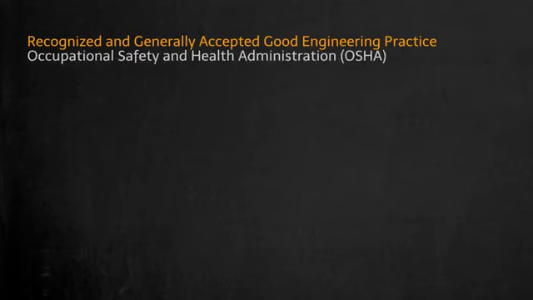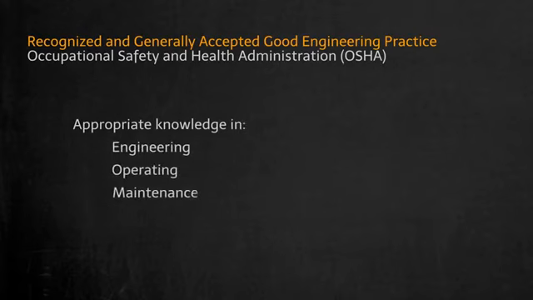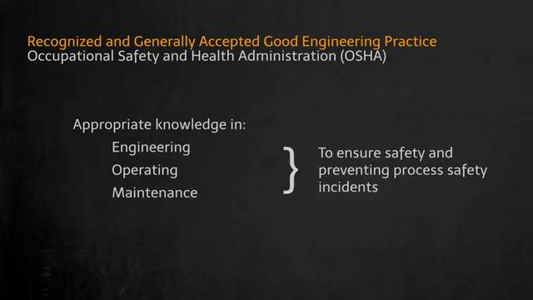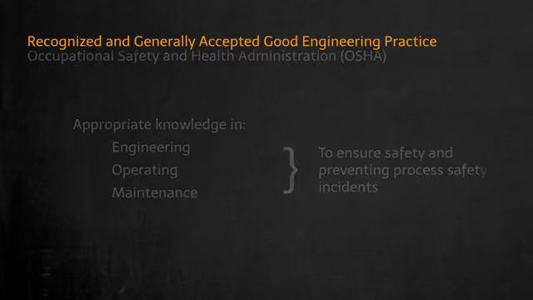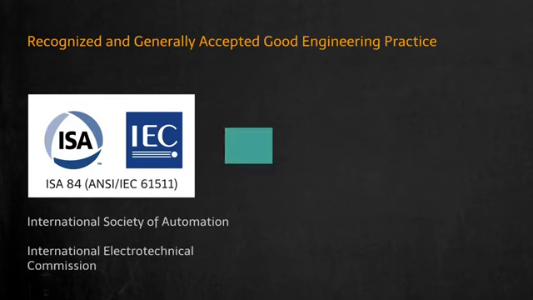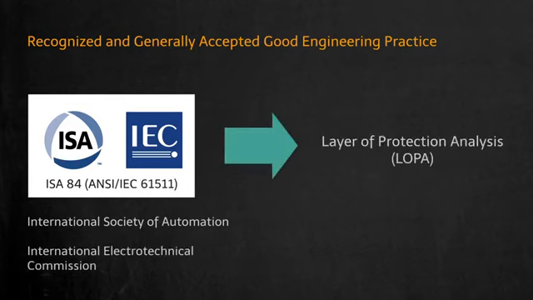This term, originally used by the Occupational Safety and Health Administration, OSHA, means that appropriate engineering, operating, and maintenance knowledge should be applied when designing, operating, and maintaining chemical facilities. One of the accepted engineering practices is applying the LOPA methodology, which is specified in the IEC 61511 ISA 84 standard. This standard describes a risk assessment approach to understand the gap between the targeted risk acceptance and the risk in a design. This allows the process designers to find reasonable solutions to meet ALARP.